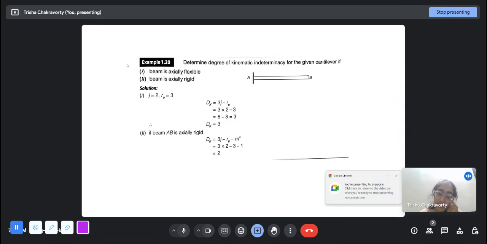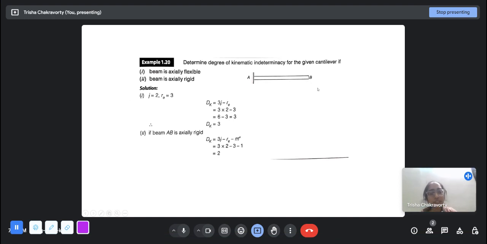So this is a cantilever beam AB. There are two cases we will consider. One, the beam is axially flexible, and the other is that the beam is axially rigid. If the beam is axially flexible, then there are two joints. What are joints? Every support point, every free point, every special point is a joint. But if there was a support in between, that would not be a joint. There are two joints, so 3j, and there are three support reactions at the fixed end: Fx, Fy, and Mz. So 3j minus re is 6 minus 3, 3. So the degree of kinematic indeterminacy, if the beam is axially flexible, that is, this delta x is free at B, will be 3.